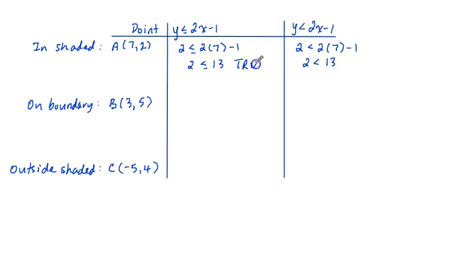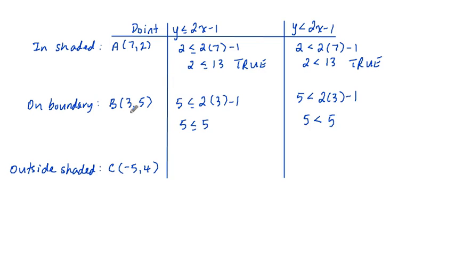Both of these are true, and as they should be because they're both in the shaded region. Let's do the next point. Well, this was a boundary point, and in the first case, it does satisfy because of the equal, so that's true: 5 less than or equal to 5. But over here I get 5 less than 5. That's false, because we're missing the equal sign that would make it true.